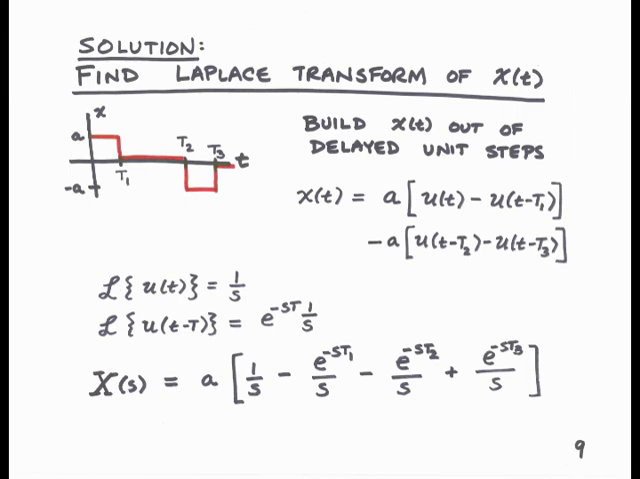Now, of course, the Laplace transform of a unit step is 1 over s, and the Laplace transform of a unit step that has been delayed by capital T seconds is e to the minus s T times 1 over s. So, using this concept, we can easily find the Laplace transform of x of t, and it will be x of s equals a times the quantity 1 over s minus e to the minus s t1 over s minus e to the minus s t2 over s plus e to the minus s t3 over s.